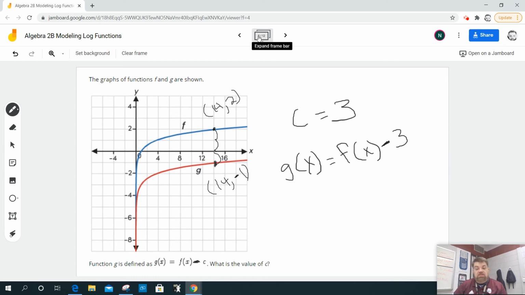I already know some kids are going to put negative 3 in there, but whatever. But that's it. We shifted it down. It's outside the parentheses. Any vertical shifting outside the parentheses, horizontal shifting inside the parentheses.